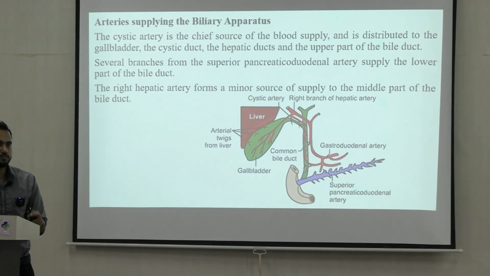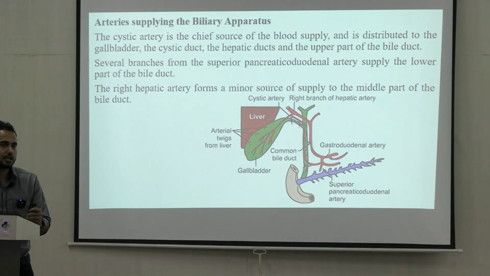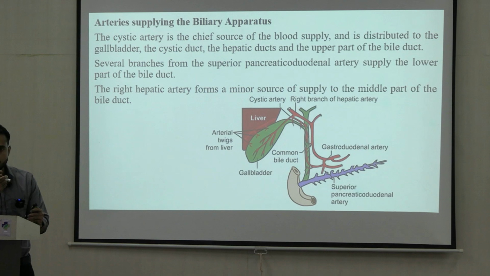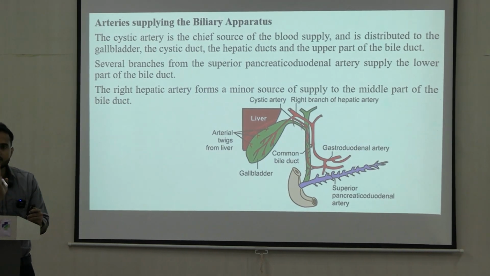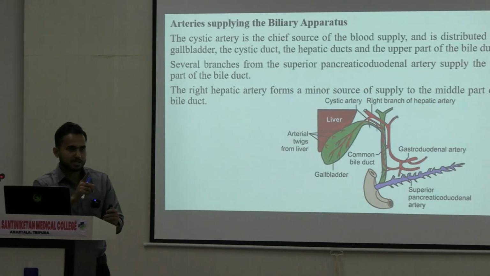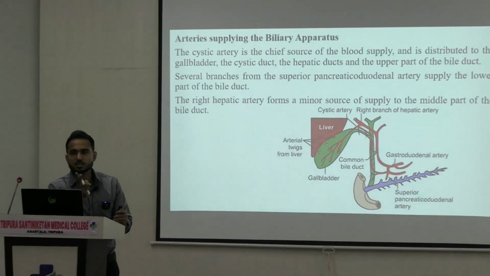Now in the blood supply, I have mentioned that 2 things are there, that is the arterial supply and venous drainage. In the blood supply of the extrahepatic biliary system, 2 components will be there. First is the arterial supply and second is the venous drainage.